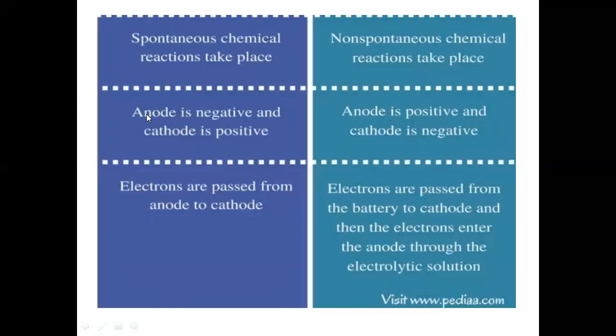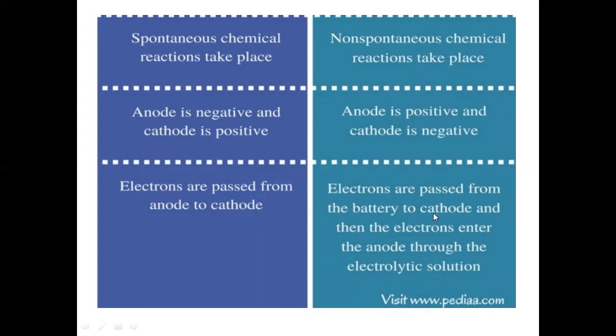In a voltaic cell, anode is negative and cathode is represented by positive sign, while in electrolytic cell, anode is positive and cathode is negative. In voltaic cell, electrons are passed from anode to cathode through the external circuit or through the external wires. Electrons flow from anode to cathode.